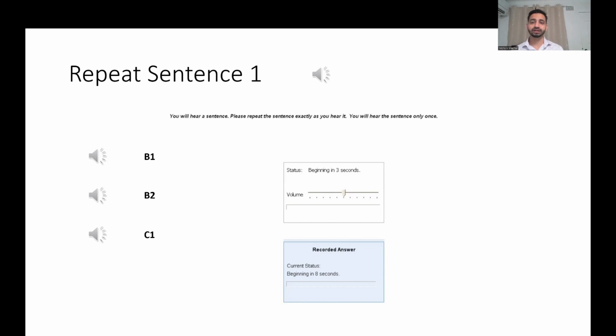Okay, I hope you got it right. Obviously, if you didn't get it right, don't worry about it. This is the first time. If this is your first time doing it, you are not going to get it right fully, even though you're a native speaker. It's a memory test as well. So you really need to practice this skill of listening and repeating. Okay, so we're going to listen to B1.